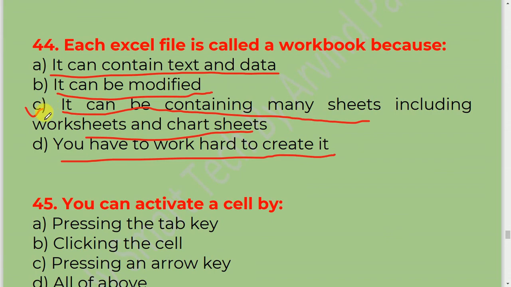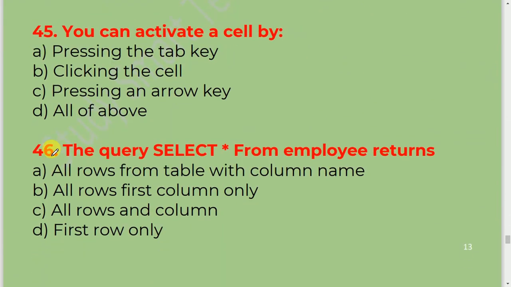Question number 45. You can activate a cell by option A, pressing the tab key; B, clicking the cell; C, pressing an arrow key; option D, all of the above. And the correct option is option D, all of the above.